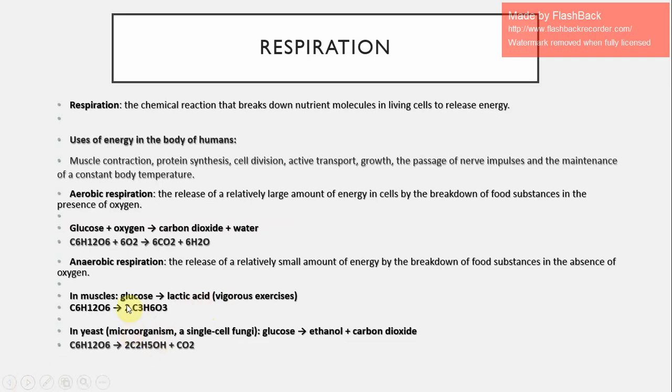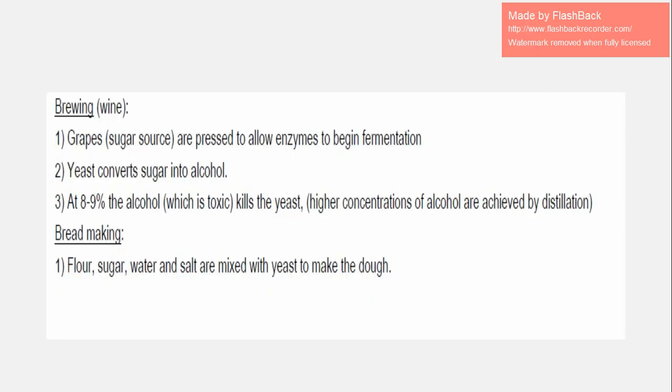Here's the word equation and the chemical equation for anaerobic respiration. Anaerobic means without oxygen. So here, glucose is broken down without oxygen. We don't have oxygen in the reactants. So energy is produced, and another product which is produced is lactic acid.